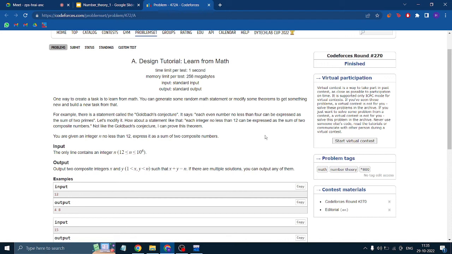So the question is simple. We have given an integer that is greater than or equal to 12, and we have to express it as a sum of two composite numbers. Any two composite numbers will be fine. What will be the brute force approach for it? Brute force approach is simple, right?